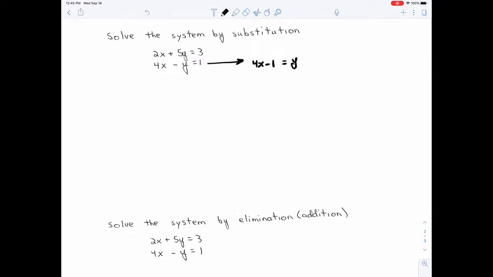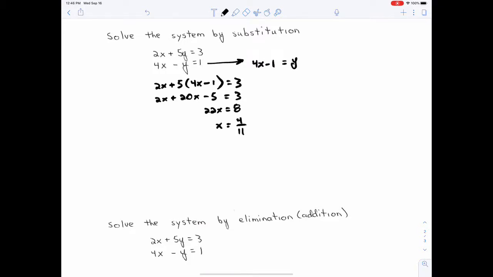So we have 2x plus 5, and in place of that y, I'm going to put 4x minus 1. And then you just have an equation in one variable and solve it. So it's 2x plus 20x minus 5 equals 3. So 22x equals 8, and x equals 4/11.